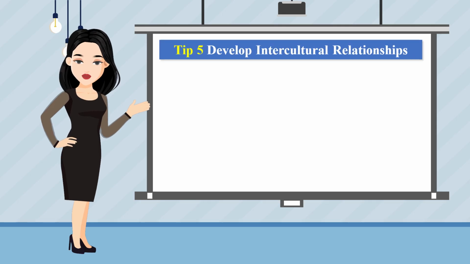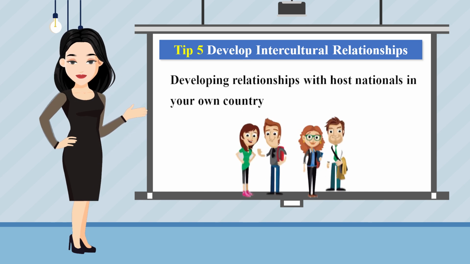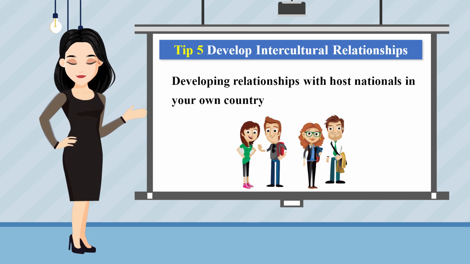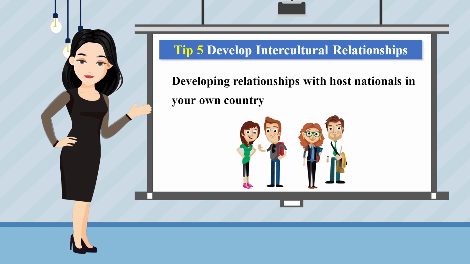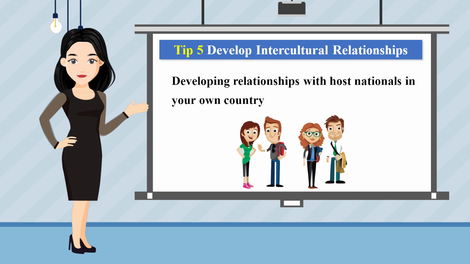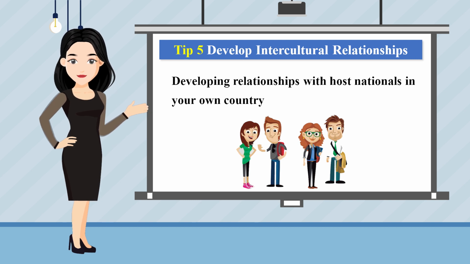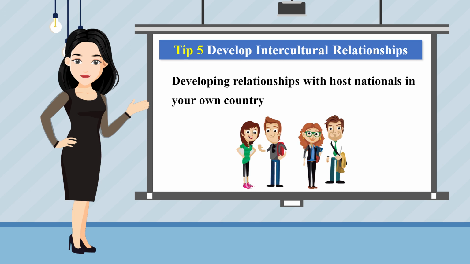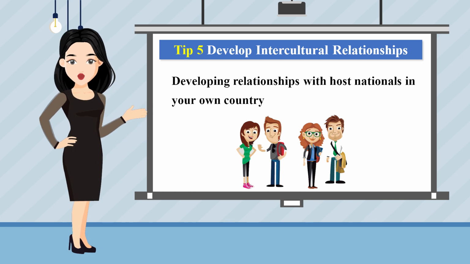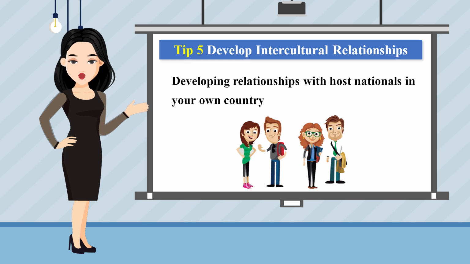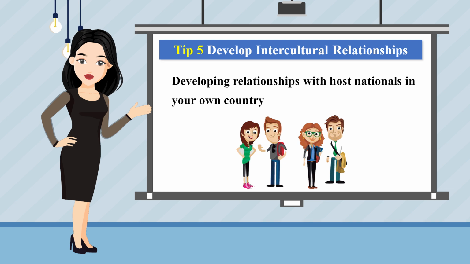Tip 5. Develop intercultural relationships. The best way to get to know and understand another culture is to establish relationships with host nationals who know the norms and the subtleties of their culture and can be of great help in your learning and understanding them. You will learn more about another culture by initiating and developing relationships with host nationals in your own country than you will by traveling to their country and staying in Western hotels and seeing the countryside on a tour bus with a translator.